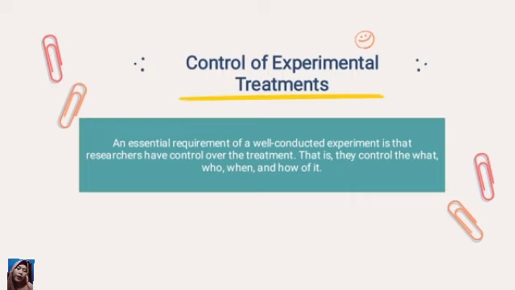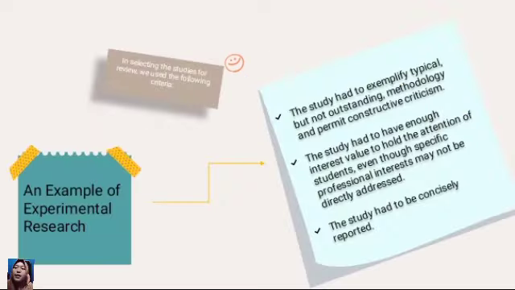A clear example of researcher control is the testing of a new drug. The drug is the treatment and the researcher can control who administers it and under what condition, when it is given, to whom, and how much. Next is an example of experimental research.